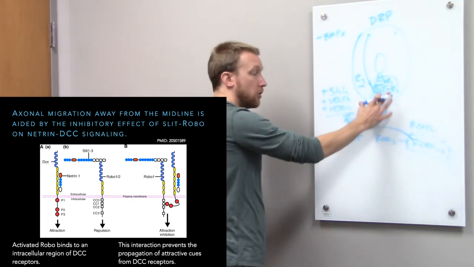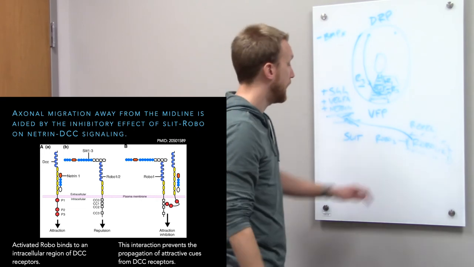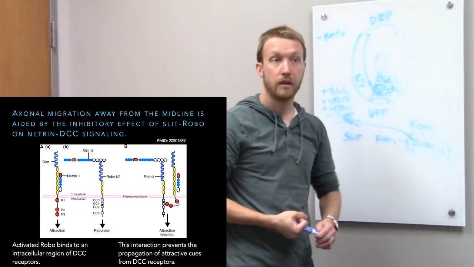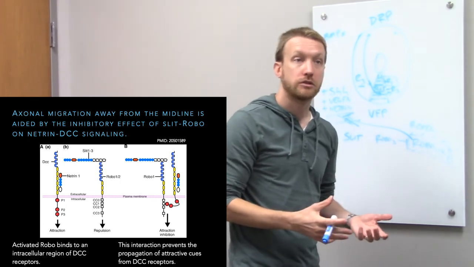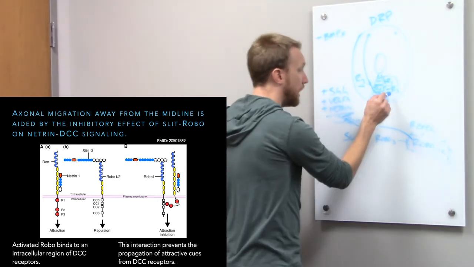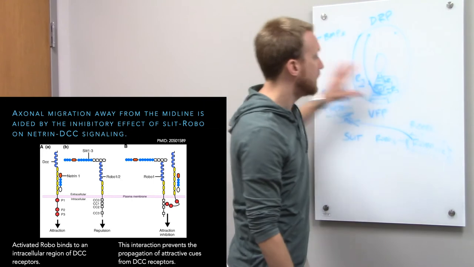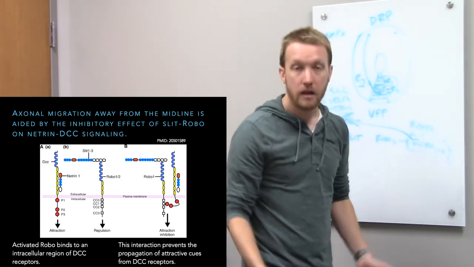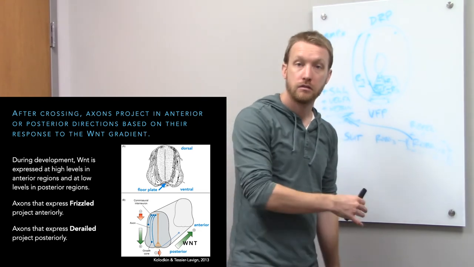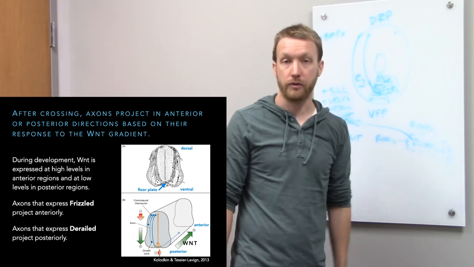So even though we had a whole bunch of netrin here, now we don't hear it, and we are repelled by the slits that are present there. What that does is allow us to cross once and only once, because now it's impossible to re-enter midline. We've crossed and we can never cross back in this case. Our only option now is to grow anteriorly or posteriorly, and that's going to depend on where you're at.